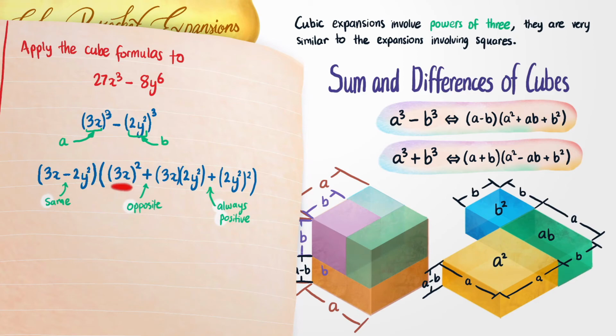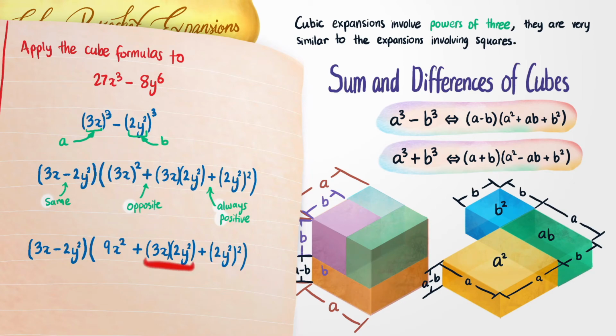Notice that 3x all squared is the same thing as 9x squared. After this, we multiply this whole term to get 6xy squared. And then finally, 2y squared all squared is the same thing as 4y to the power of 4. And now this is our final answer here.